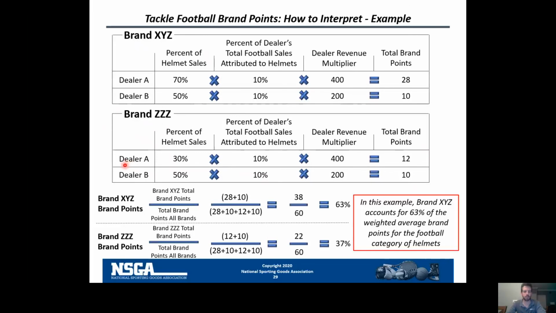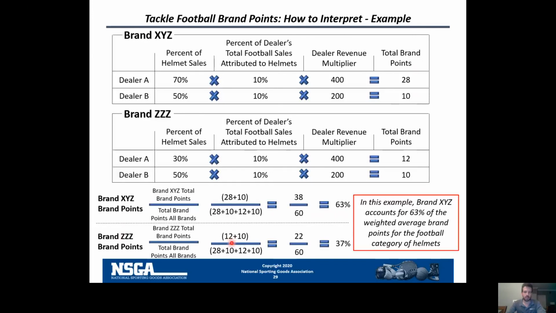Okay, then we look at the total brand points for each of the brands and divide by the total number of brand points available. Okay, so we take the total number of brand points for each one of the brands, that becomes our numerator, and then we divide by the total number of brand points possible. Okay, so for brand XYZ, they have 38 brand points here in the numerator. Divide that by the total brand points possible of 60, which is the total number if you would add all these up, and that calculates to 63% of the brand points.